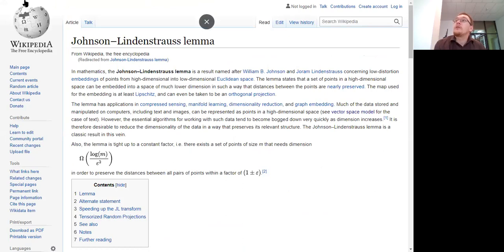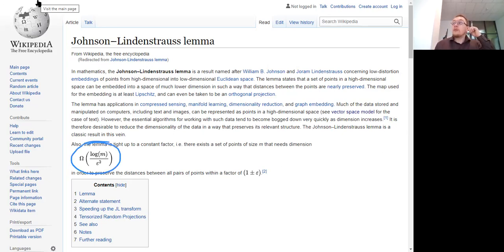And this lemma in general states the following. It states that we can reduce the number of dimensions in some high dimensional data set, not with respect to the number of dimensions, but with respect to the number of items. So yeah, the idea is the following. If you have some data set, to preserve the Euclidean distance in this data set, we don't need that many dimensions. The number of dimensions should depend on the logarithm of the number of items.